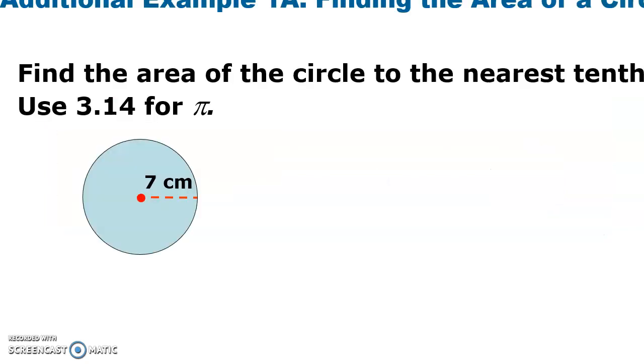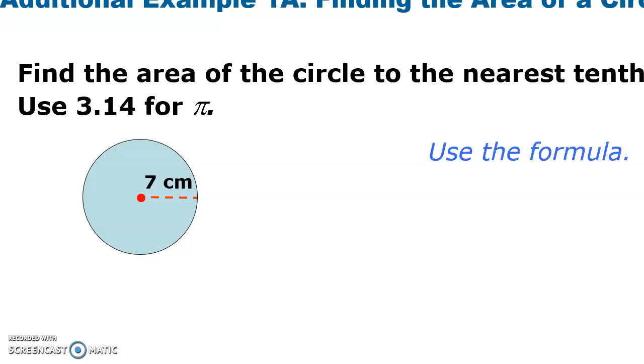All right, so let's go ahead and take a look at this example here. We want to find the area of a circle to the nearest tenth, and we're going to use 3.14 for pi. So I talked to you guys about this yesterday. If you have a calculator that has a pi button, you can use that too. But the textbook is assuming that you're not using a calculator. And so we shorten that down to 3.14 for pi.